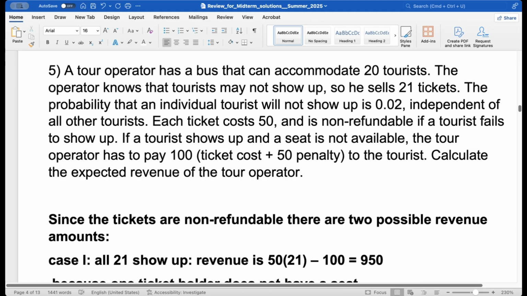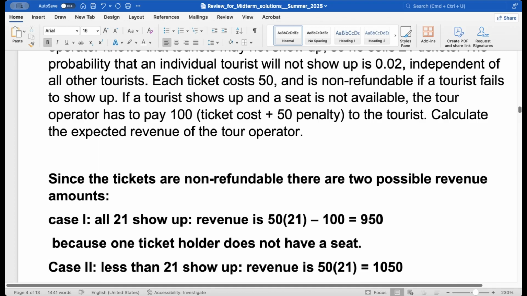So case 1, if everyone shows up, we have to give back $100 because someone's not going to have a seat. So you get the $50 per ticket times 21, but then minus 100 for the one person that will not have a seat. And that's $950.